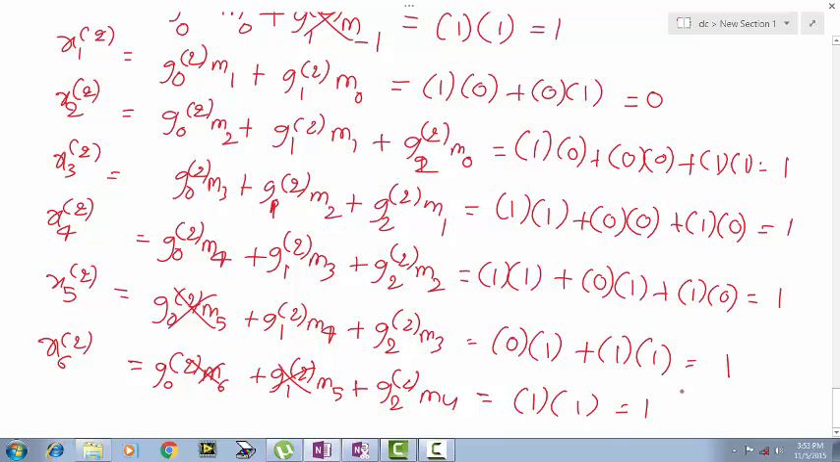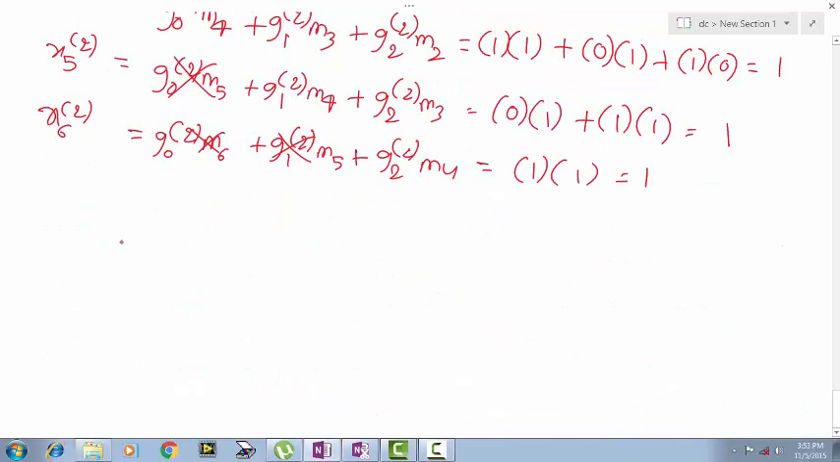So you got the output as 1 0 1 1 1 1 1. So the second output x of 2 is equal to 1 0 1 1 1 1 1.